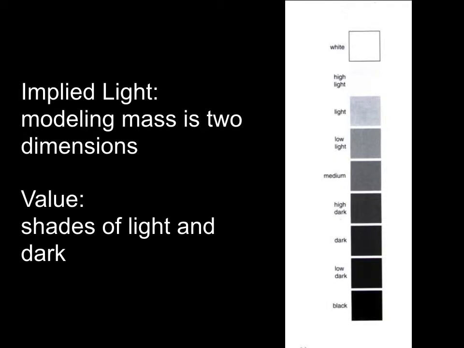So there's another form of light that we are going to use more in this class. It's called implied light. That's how we model mass in 2 dimensions. Oftentimes this is called value. So shades of light and dark.